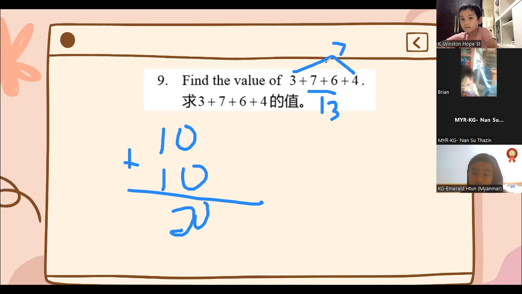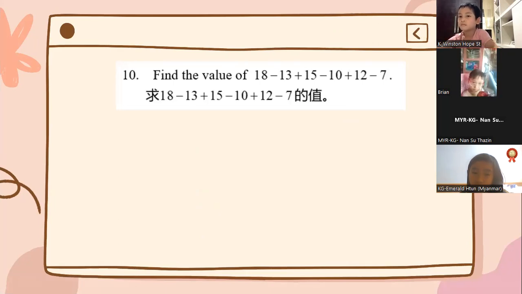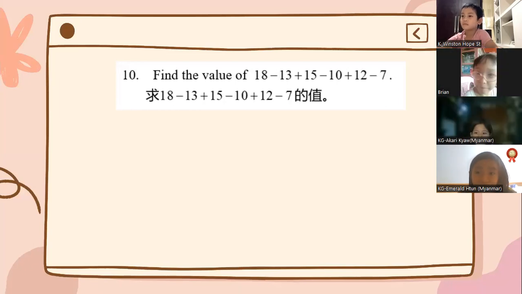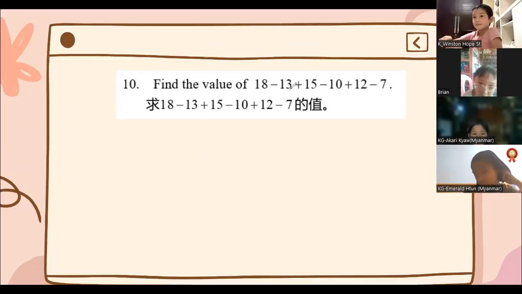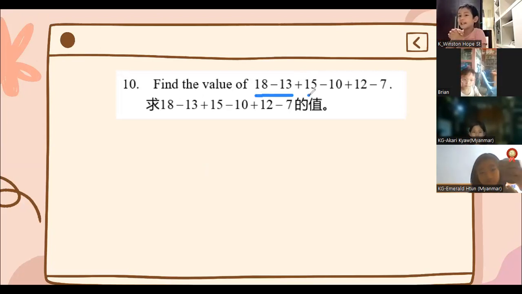Okay, very good. How about question number 10? Find the values of 18 minus 13, 15 minus 10, 12 minus 7. 15. Okay, very good for your answers. So in this one, notice that they're already paired, this two and this two, right? We can easily subtract this because the first numbers are bigger compared to the other one. It's still okay if you combine all the negative numbers and all the positive numbers and then subtract them, but it's easier this way since they're already paired correctly.